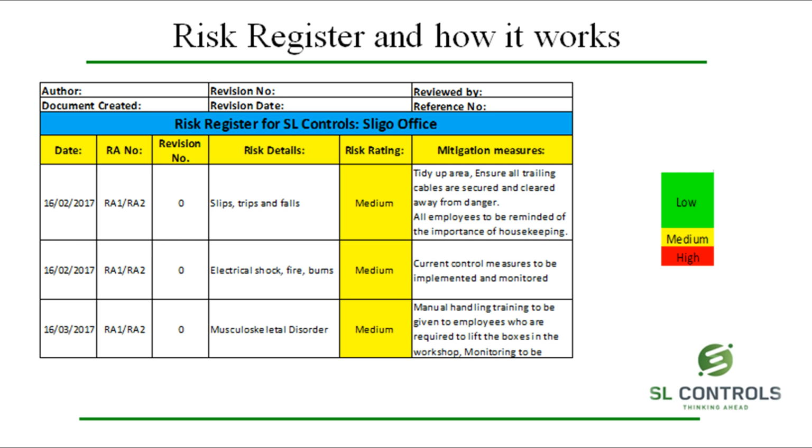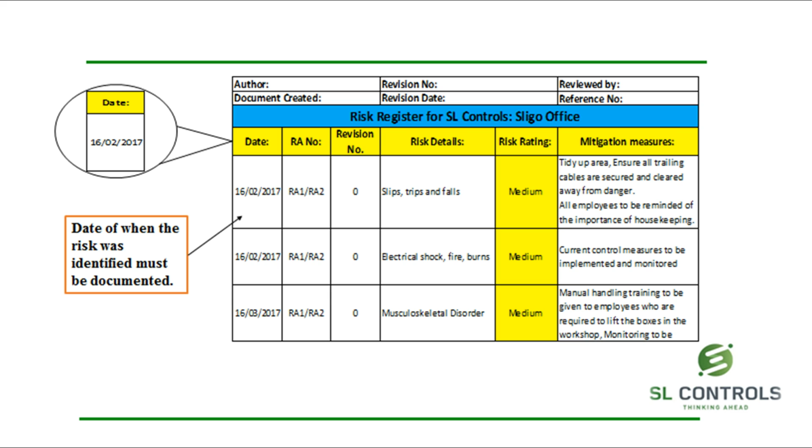This is what a risk register looks like. There is one developed for each SL Control site in Ireland. You can select your site by clicking on the tab at the bottom of the Excel spreadsheet. We will now run through some important aspects of the database which must always be filled out. The date at which the risk was identified must always be filled in, as it gives you a time scale as to how long it has taken to implement a control to that risk.